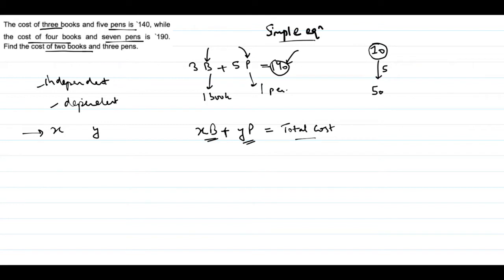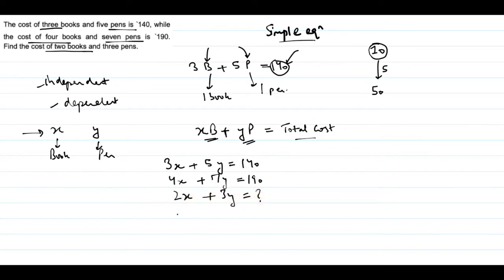So here we are given that X is the cost of a book and Y is the cost of a pen. The cost of 3 books and 5 pens is 140, and the cost of 4 books and 7 pens is 190. And what we have to find? The cost of 2 books and 3 pens. This is unknown. So for finding this, you need to know the values of X and Y. Now you have got two equations.